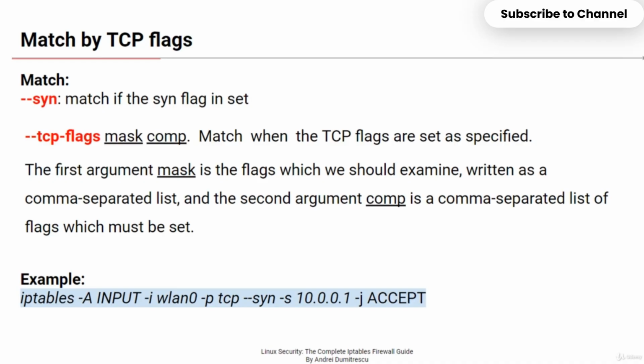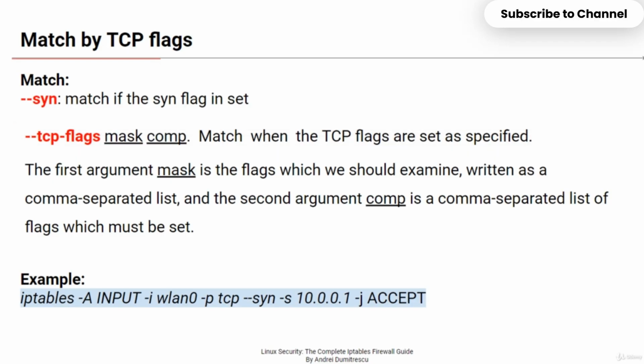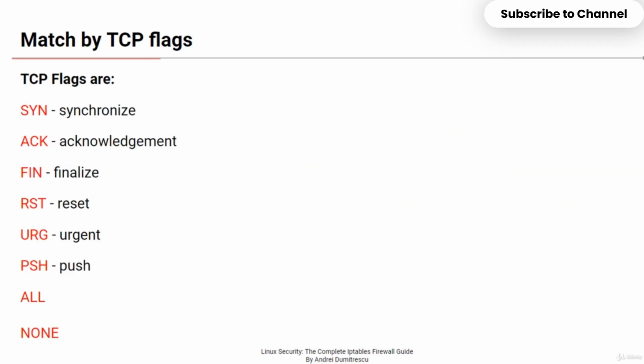Another possibility is to use the --tcp-flags match option, which has two arguments. The first argument is called mask and represents the flags which we should examine, written as a comma-separated list. The second argument, called comp, is a comma-separated list of flags which must be set. To match by TCP flags, you should know which are these flags. SYN comes from synchronize and is used for TCP three-way handshake or connection initialization.